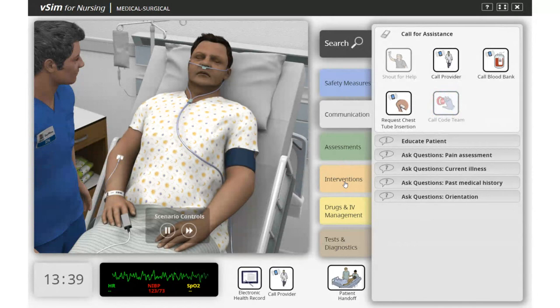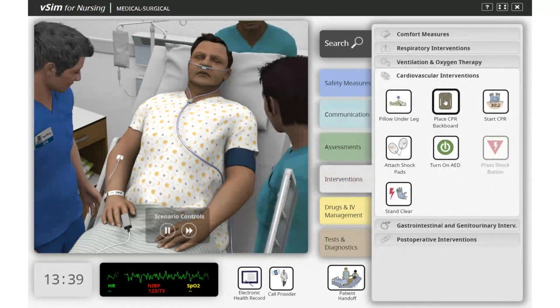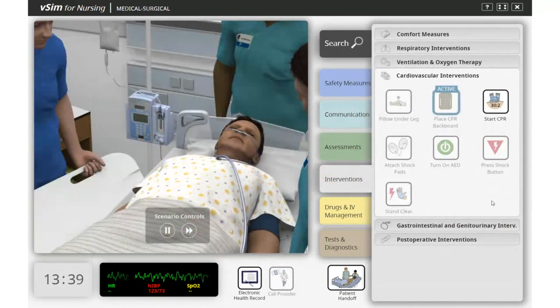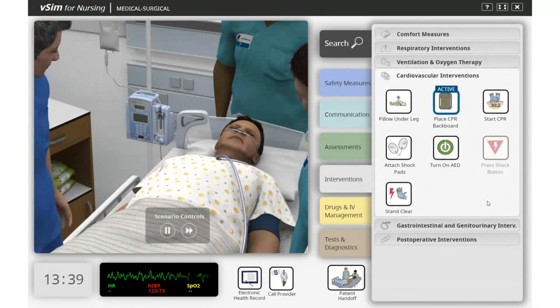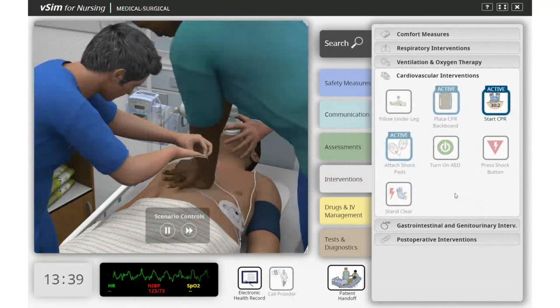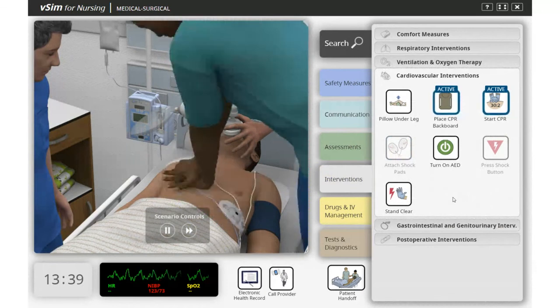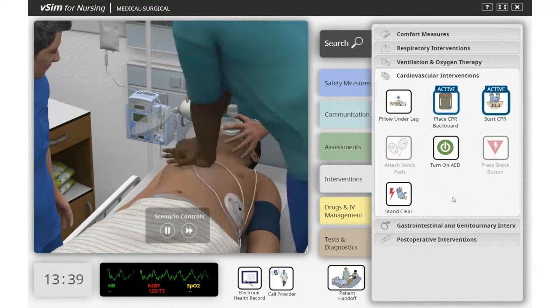Code team will arrive shortly. I want to recognize that I am calling a code, so I need to perform CPR. Want to get that backboard under, and then I'm probably going to start the CPR. Meanwhile, 1, 2, 3, 4, 5, 6, 7, 8, and we can attach the shock pads. 9, 10, up through 30.